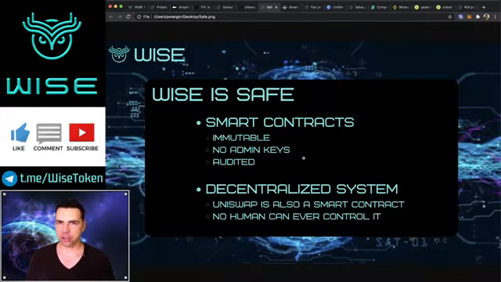So smart contracts, you can create an entire system on a smart contract, which means that the system is going to operate the way it was designed. You can upload it to a blockchain like Ethereum, and once that is uploaded, it is immutable, which means it's unchangeable. Nobody can change the system.